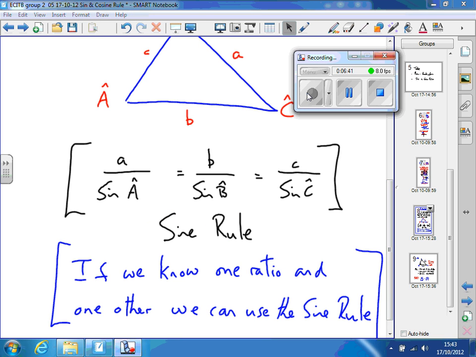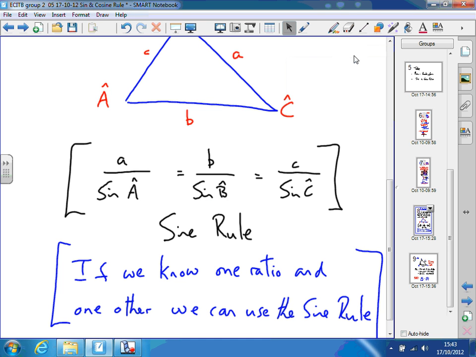Looking at the sine rule, this ratio of side a to sine angle A is the same as b over sine B and so on. I could just as easily have written these ratios the other way up. In other words, the ratio of sine A over side a is the same as the ratio of sine B over b and so on. So I could have written these upside down and they would still be true.